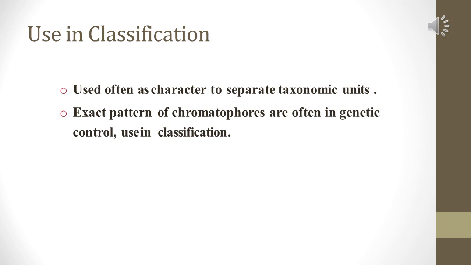In the last, we also use scale coloration for the classification of fishes. The fishes are also classified on the basis of the colors present on the body or the characteristic to change the color of their body. It is often used as a character to separate taxonomic units. The exact pattern of chromatophores is often under genetic control, and it is used in classification.